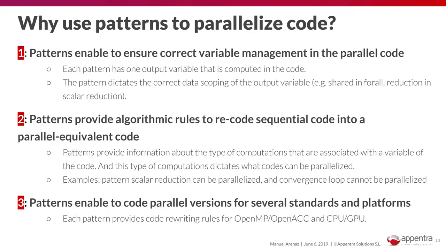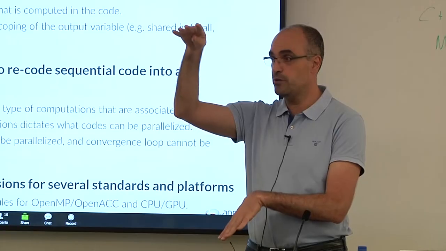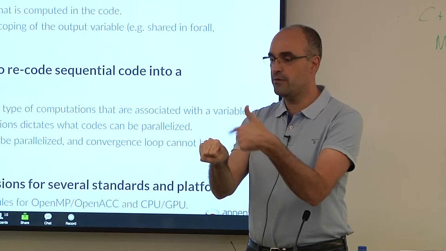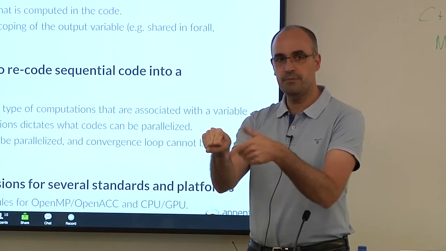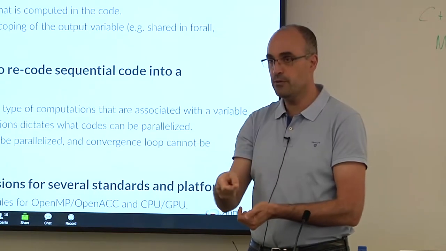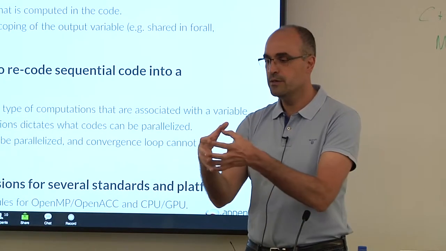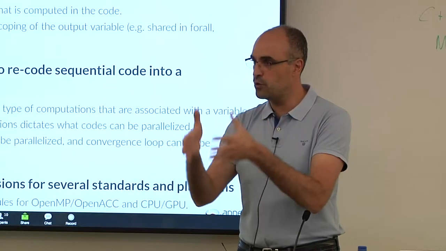The patterns also provide algorithmic rules to recode sequential code into a parallel equivalent. Once we know we have a reduction, we know the statements of my code that update the reduction variable. I know that I can't forget about the rest of the code. From the point of view of that variable, I just need to protect the concurrent access to that statement that updates the variable. So for that variable, I know how to manage appropriately, with additional synchronization, the parallel execution so that the code is correct.